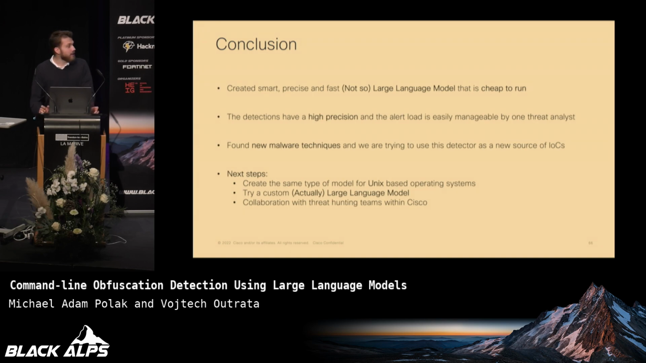And what are the next steps? We would really like to focus next on creating a similar type of model for the Unix-based operating systems such as Linux or macOS. The techniques there look quite a bit different, so we may need to change or modify the model. We'll see. Then we also want to try an actual large language model and compare how it would perform in real time. And last but not least, we are working on collaborating with other threat hunting teams within Cisco, and we are providing them with the intel we gather using this approach.